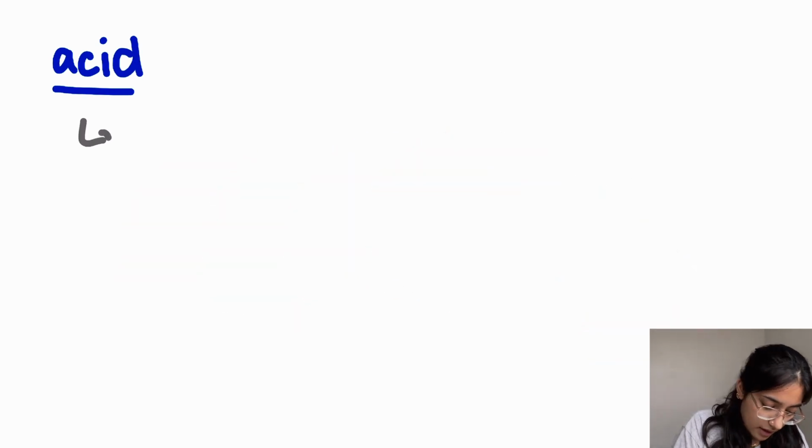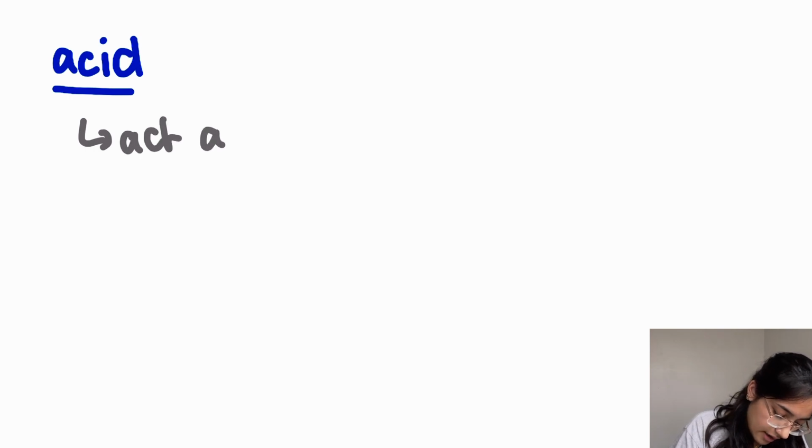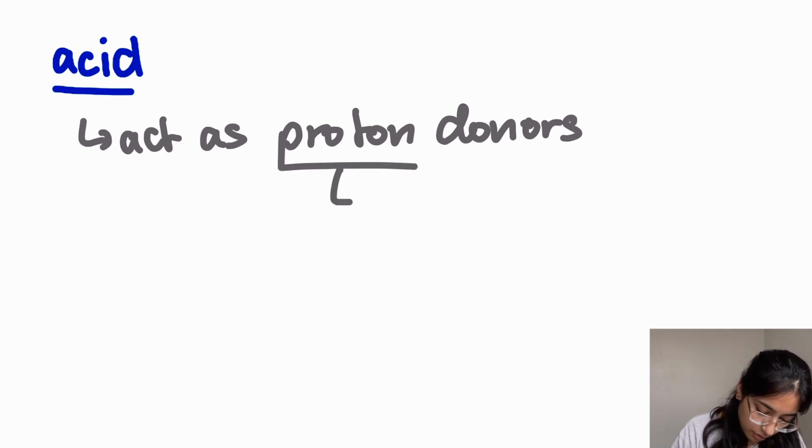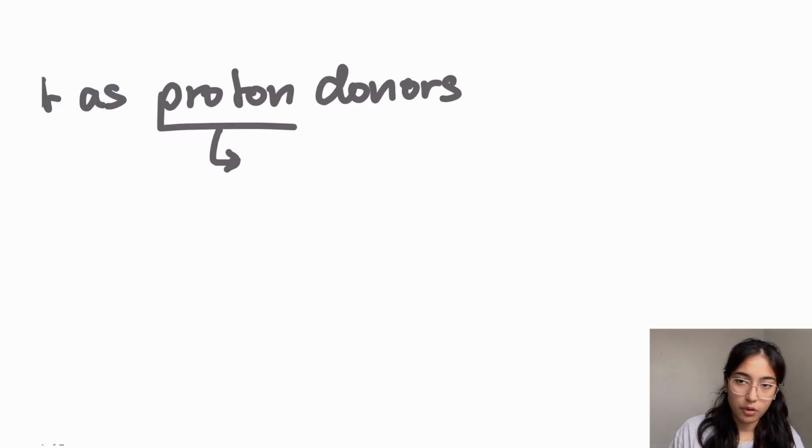So acids. The main thing to know is that they act as proton donors. This is one of the definitions that we're going to use for acids: proton donors. And if you don't know what a proton is, it's proton, neutron, electron, physics stuff. If you don't know, don't worry about it because you don't really need to know.